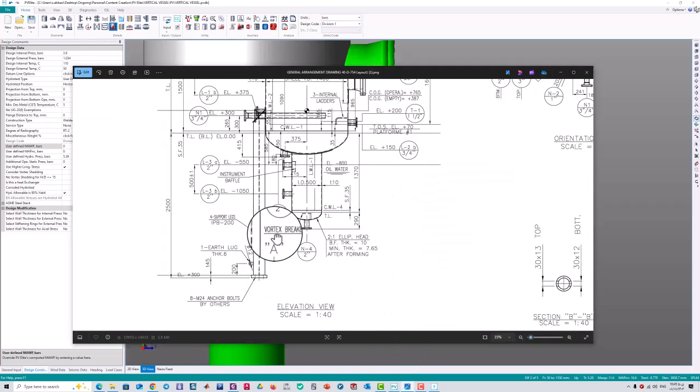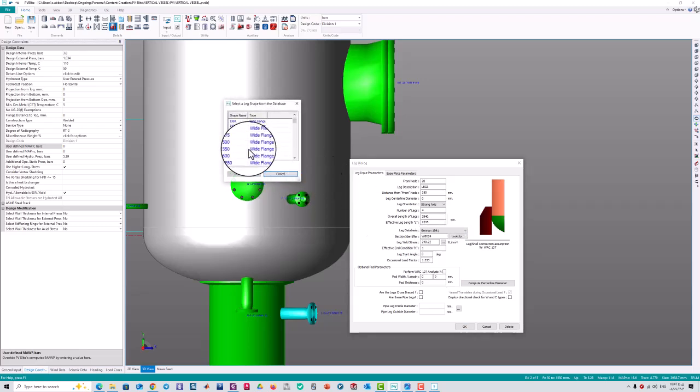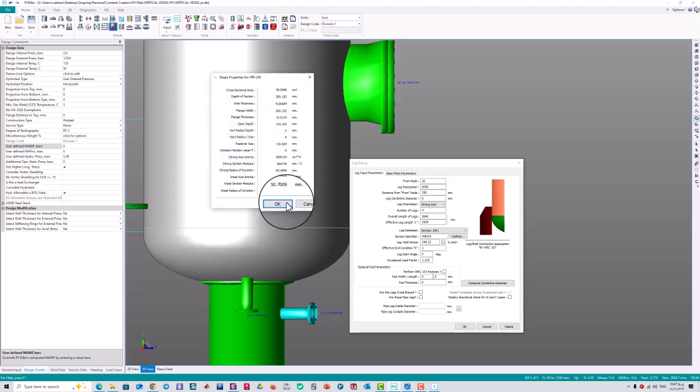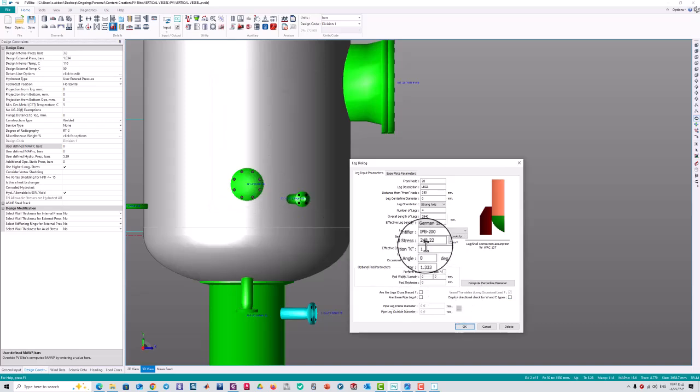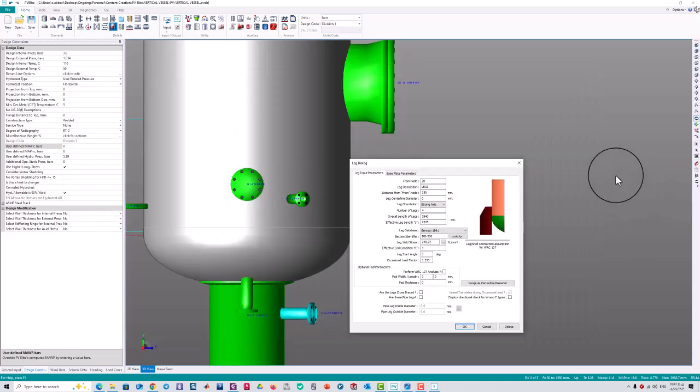2,500 plus 35. The profile is a German profile, IPB 200. We will find it, and here the properties of the profile are given by PV Elite. IPB200.